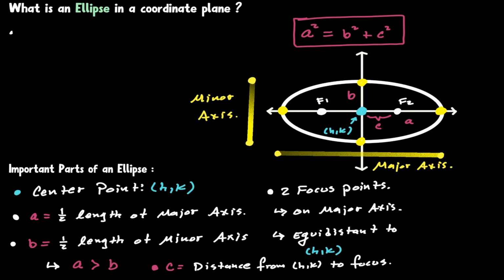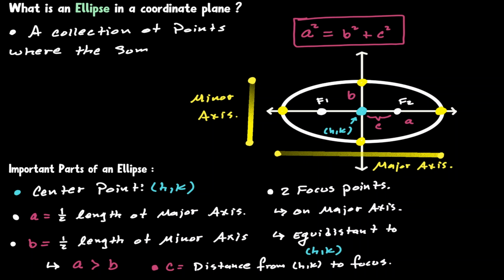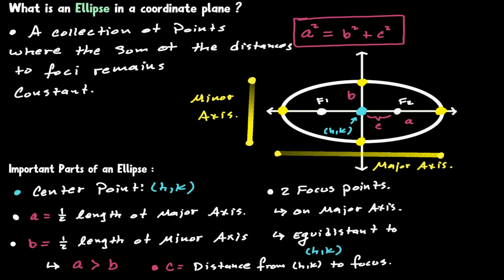We are going to say that an ellipse is a collection of points where the sum of the distances to both focus points, which I'm going to use the word foci, that is plural for focus, remains constant. Let's visualize this definition.